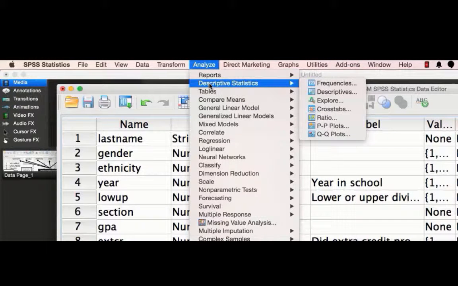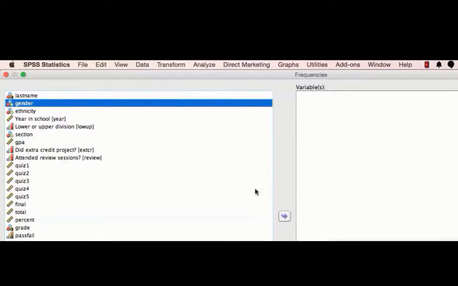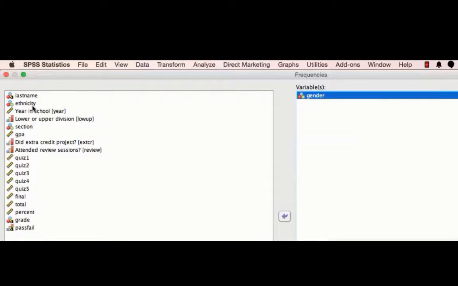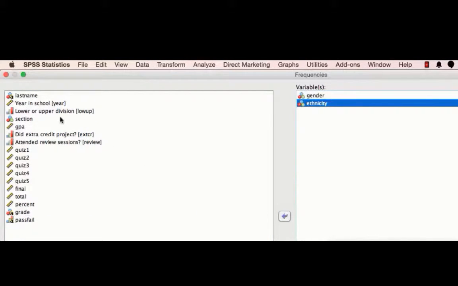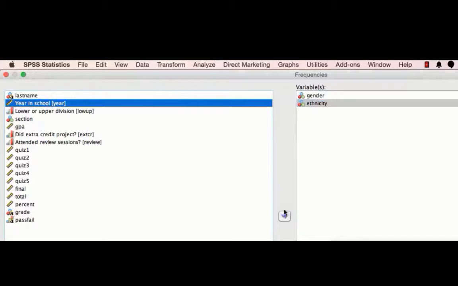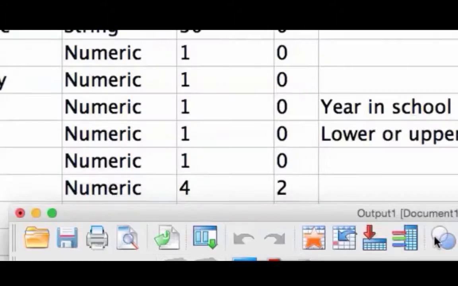Analyze descriptive statistics and frequencies. Now here are your variables. You're going to click on the ones necessary, such as gender, click the little arrow and it'll move it across. Ethnicity, move it across. And years in school. All the variables have been moved over, leaving these over there, and then the three: gender, ethnicity, and year in school. Click OK.